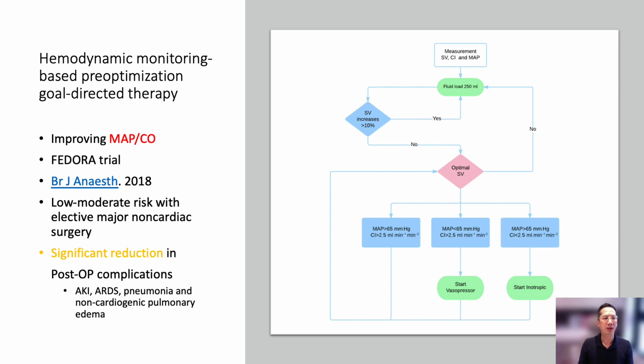Then let's take a look at the mean arterial pressure trial. First, the FEDORA trial published in 2018. They conducted this trial among patients with low to moderate risk undergoing elective major non-cardiac surgery, and they found a significant reduction in post-op complications using actually a very simple goal: a fluid load, with the stroke volume as the surrogate. Lastly, they used the mean arterial pressure as their goal to start the vasopressor.